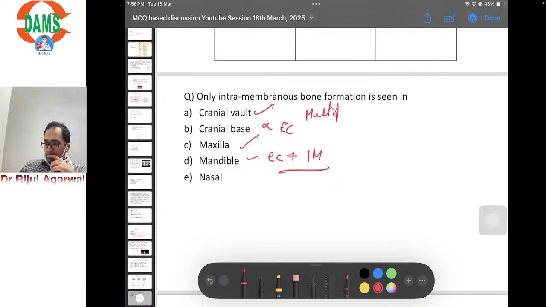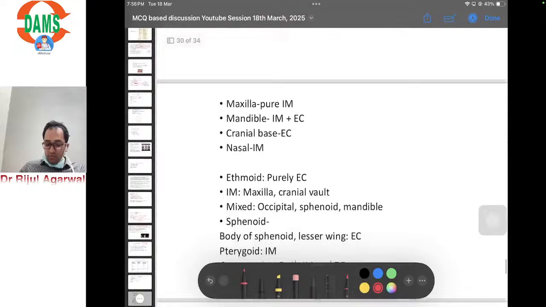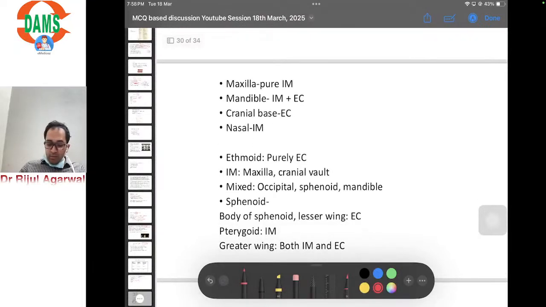What about nasal? B and E. Someone has come with B and E as well. So the correct answer is, I won't waste much time now, A, C and E. Cranial vault, maxilla and nasal, which show only intramembranous bone formation. This is a summary. Maxilla, mandible, cranial base is endochondral, nasal is intramembranous. Nasal is endo. Isn't it intramembranous?